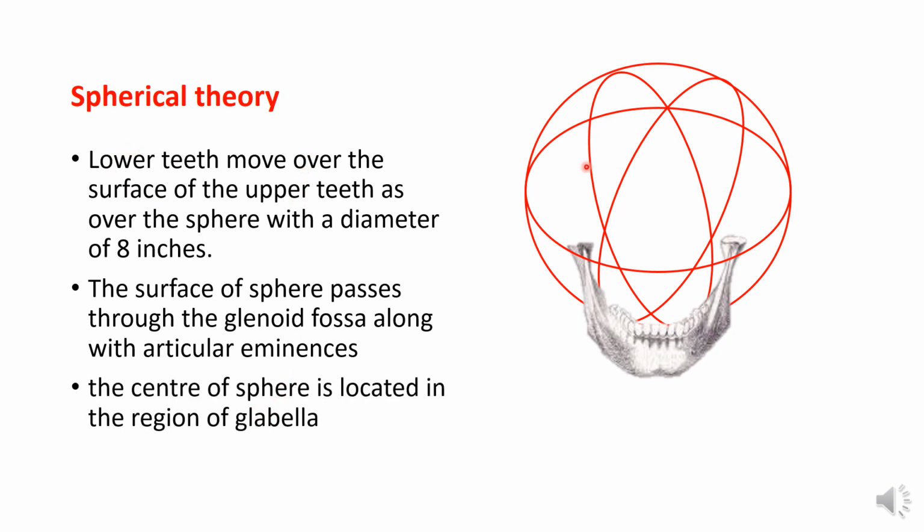Now where will the center of the sphere be located? It is located in the region of the glabella. You all know where the glabella is, isn't it? It is between the eyebrows. Between our two eyebrows there is an anatomical landmark, that is the glabella. So that is the spherical theory.